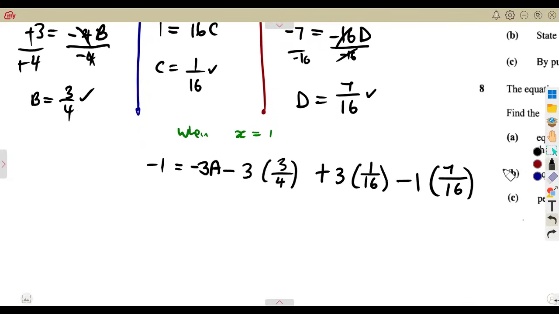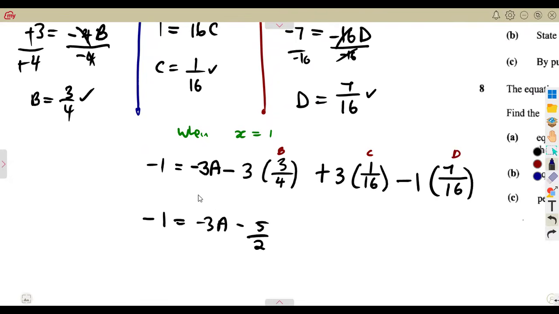So remember, these are the values that you obtained before, the B, the C, and the D. We have these values, so you can substitute them, okay? So let's simplify. Make sure that you get rid of your calculator. Use your calculator properly. You are going to obtain minus 5 over 2.